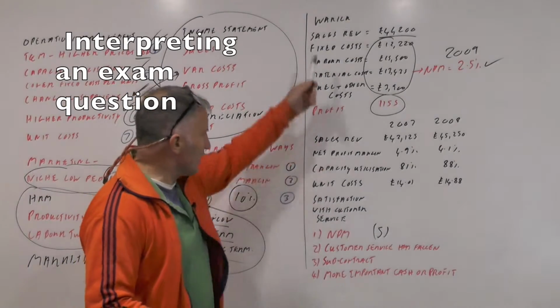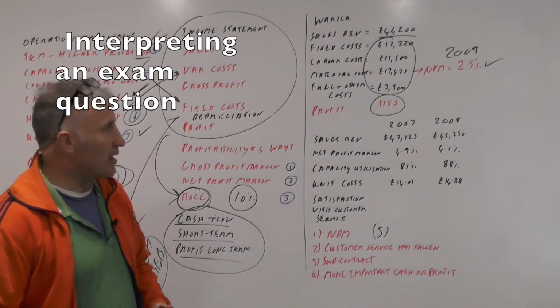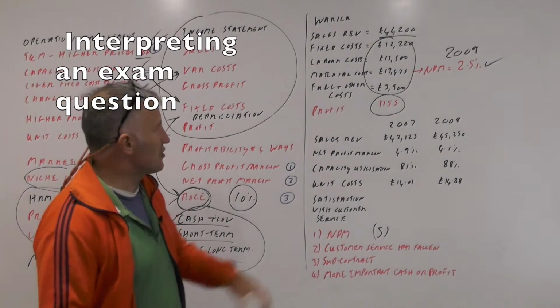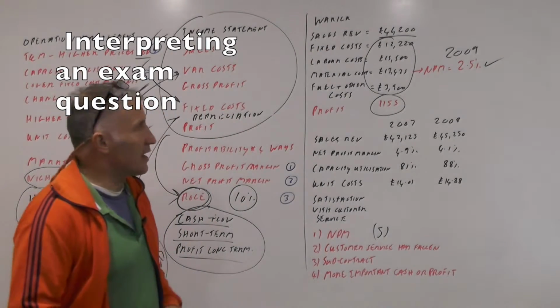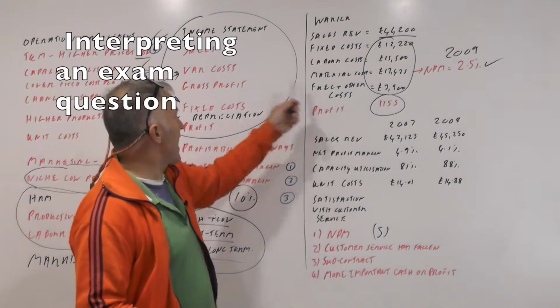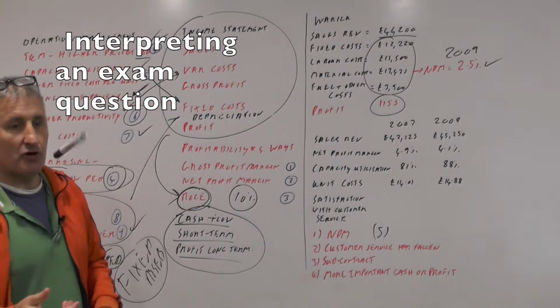Now, this is a question on here. You're faced with all these numbers on here. The first one is sales revenue 46,200. All these are the various costs on here, and they say work out the net profit margin. Well, hopefully you would see that is related to profit, okay?